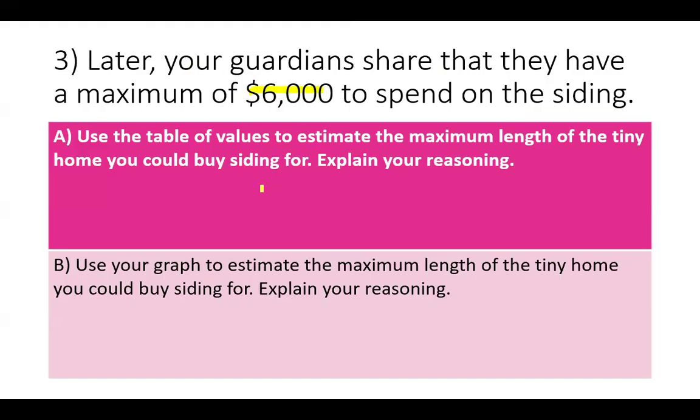And so based on that, what are the types of siding that they could use? What length could they have based on the material your group was assigned? And then use your graph to estimate the maximum length of a tiny home you could buy siding for. So using your graph, what would be the maximum? With the table, you're doing an estimate, and then with the graph, you're finding the exact.